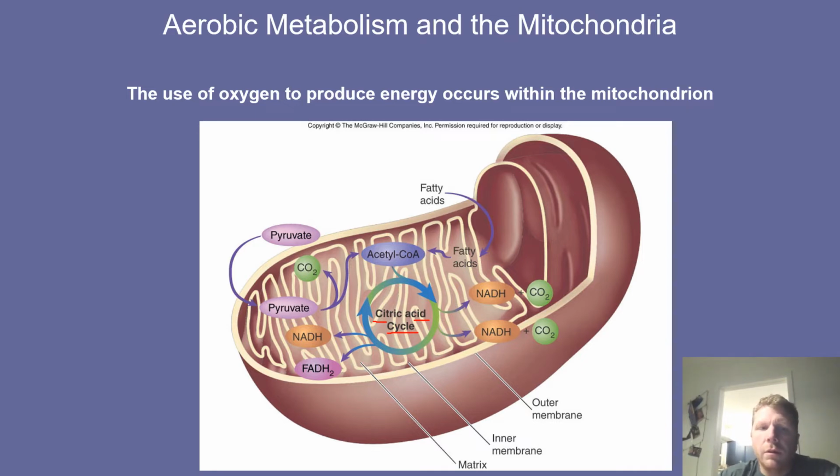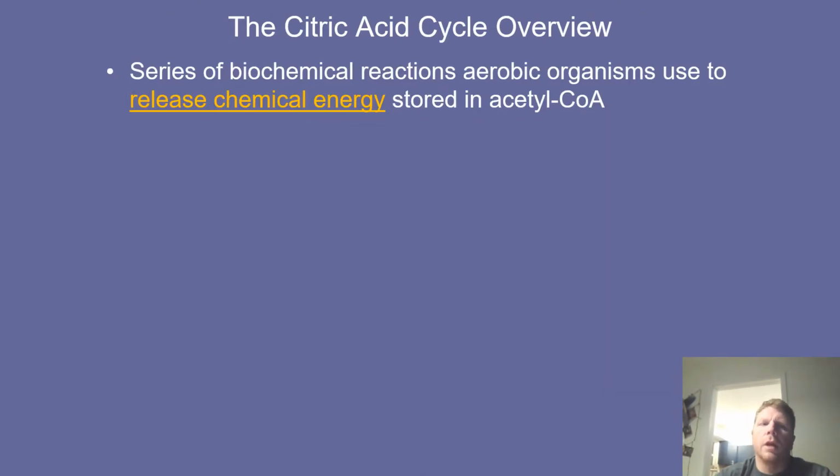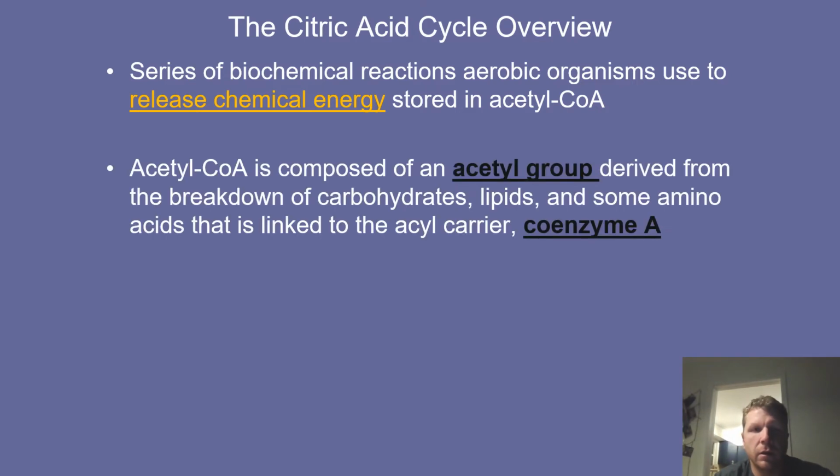Now, the use of oxygen to produce energy occurs, like I said, within the mitochondria. Byproducts of that are NADH and carbon dioxide. Now, as an overview, the citric acid cycle is a series of biochemical reactions that aerobic organisms use to release chemical energy stored in a molecule known as acetyl-CoA, also known as acetyl coenzyme A. Acetyl-CoA is composed of an acetyl group derived from the breakdown of our carbohydrates, lipids, and some amino acids, that is linked to an acyl carrier known as coenzyme A.